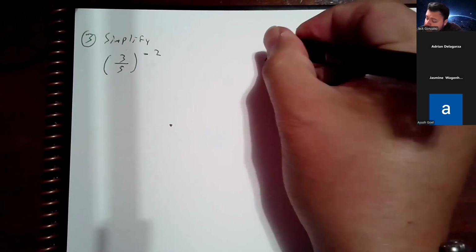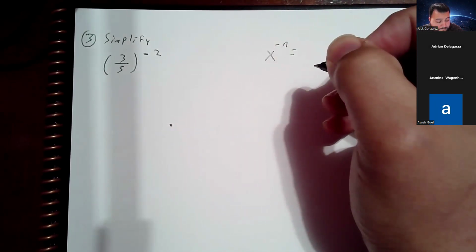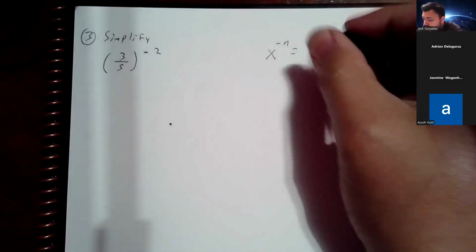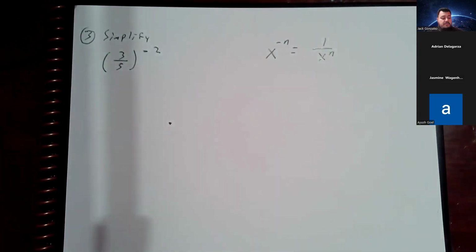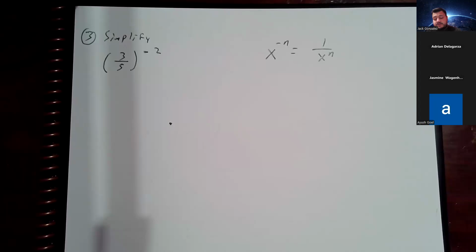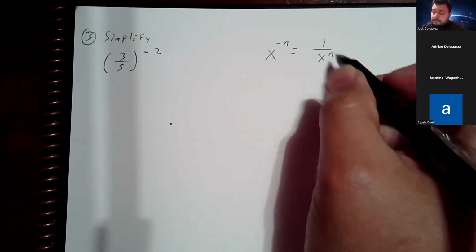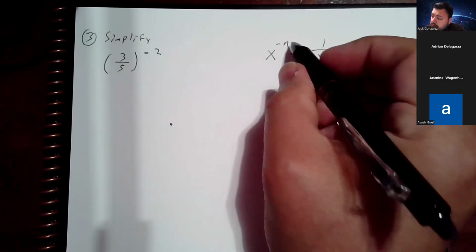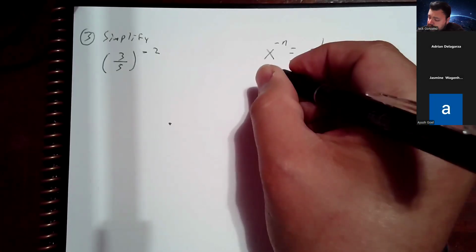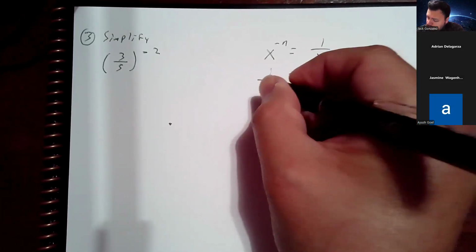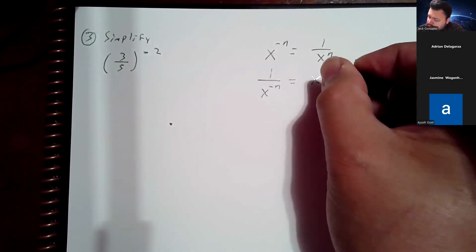So x to the negative n is the same as 1 over x to that same power. So basically, the power changes to a positive. The way I think about it is you bring this to the bottom, and as soon as you cross the line, you change the sign. Because if it's on the bottom and it's negative, you can bring it up and it becomes positive.